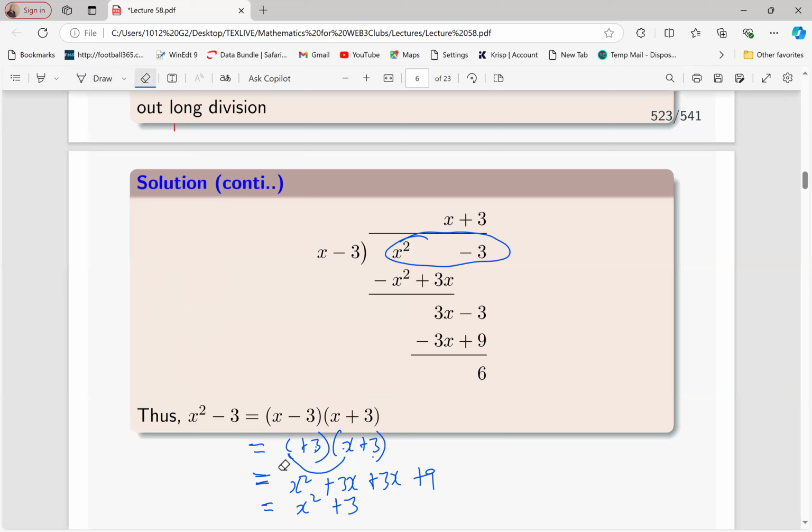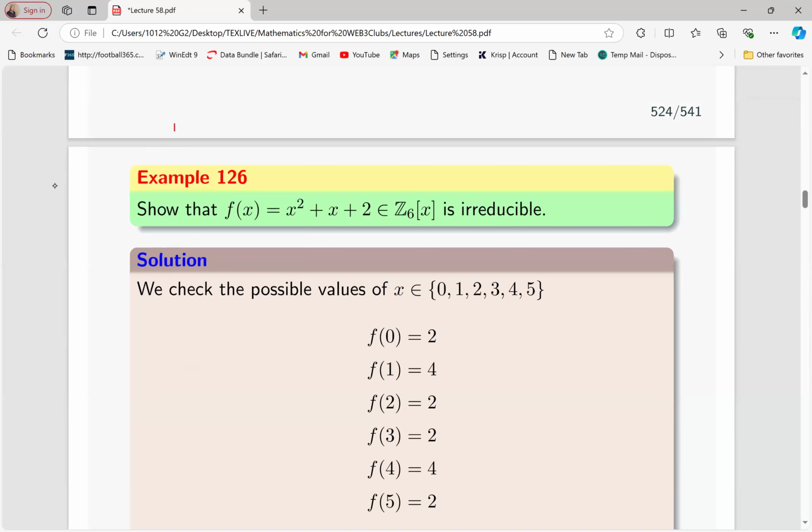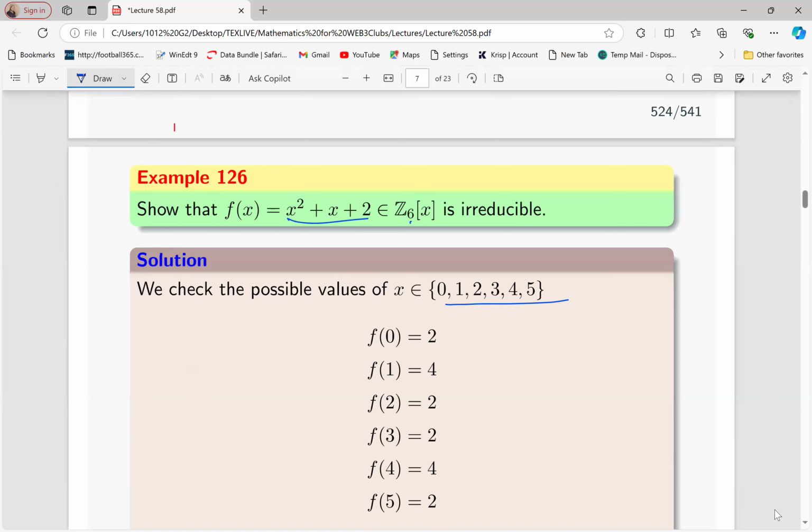But now the method we are looking at is the use of roots. So we're trying to find out what are the roots. Let me take another example just to emphasize that point. Show that this is irreducible. So it means we must show that there's no root. It has no root mod 6. That's what we want to show. So we try all the values mod 6. We want to see if there is a root.